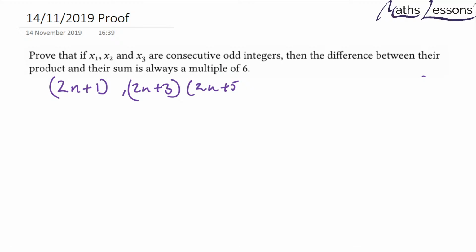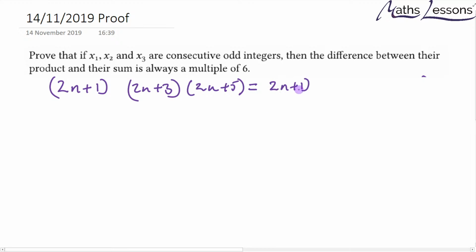I'm just going to rub out that because actually I'm going to start off multiplying them out straight away because I'm going to run out of space otherwise. Now we know these are odd numbers because 2n is even and add 1 makes it odd. So if we multiply those out, there's one way we can do it. We can do it like this.